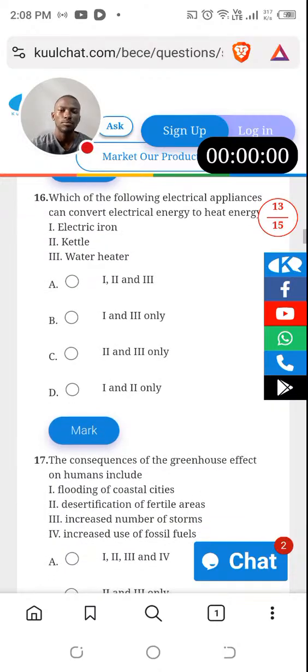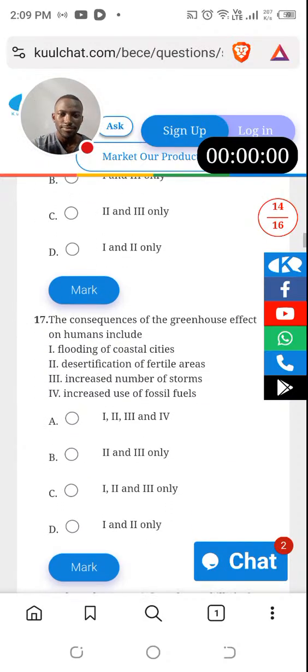Okay, move on. Which of the following electrical appliances can convert electrical energy to heat energy? In fact, electric iron can do that. Electrical energy to heat energy. Water heater and kettle. I think all of these three should be able to do that. So kettle, water heater, and electric iron.